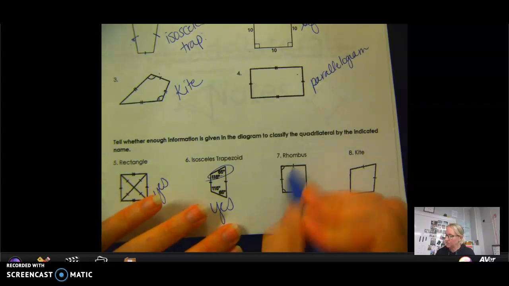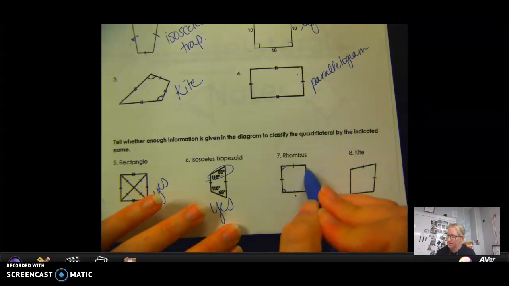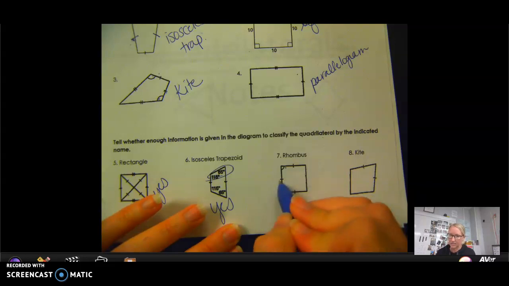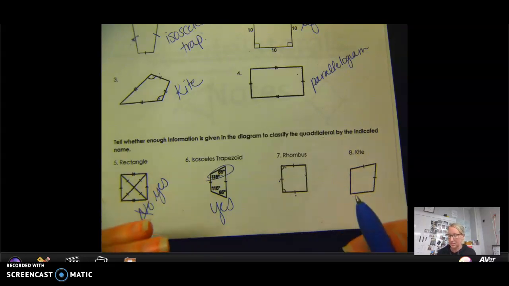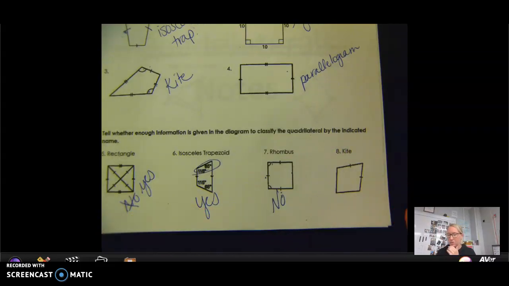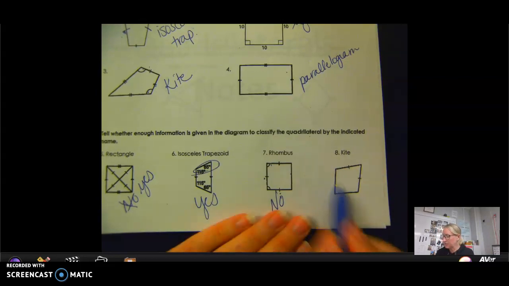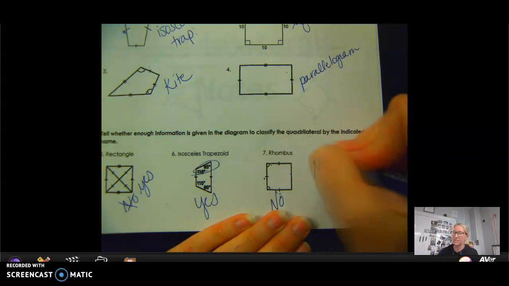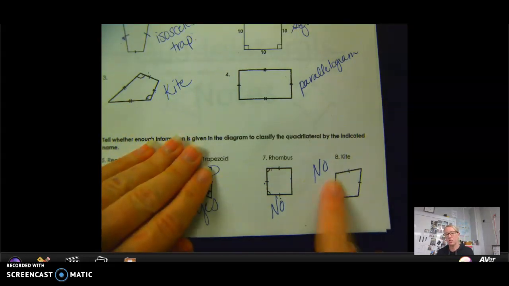A rhombus, I know 3 sides are congruent. I know the base angles are congruent, but I don't know this side is congruent to this, so this could actually be a trapezoid by definition. So no, I cannot say it's a rhombus. This one's a kite. I know those two are congruent, but I don't know that this is congruent to this, and I don't know anything about their angle measures, so no, I cannot say that that's a kite, because these two would have to be congruent to one another also.